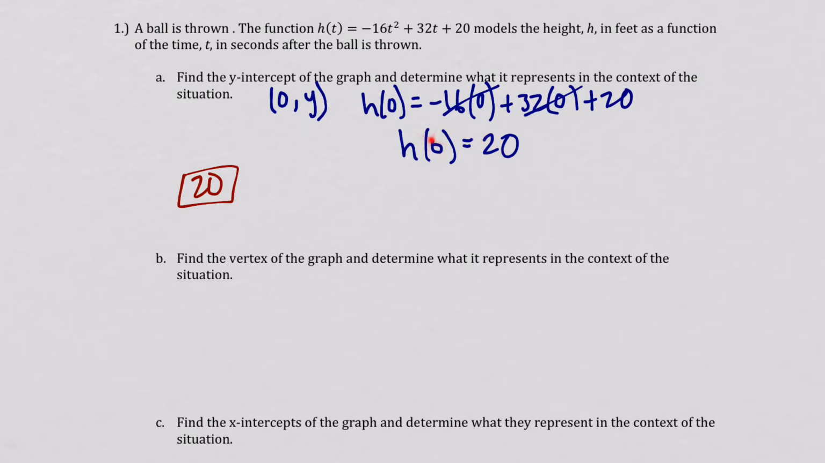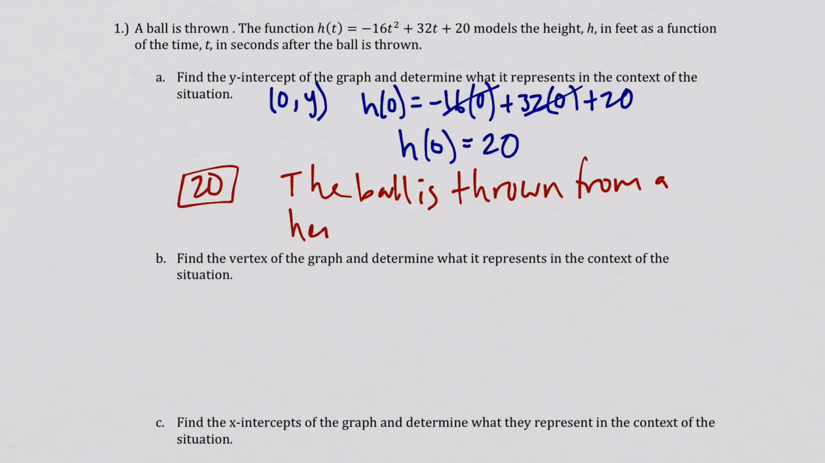It means that at the beginning, just as the ball is thrown at time equals 0, the height of the ball is 20. So in other words, we can say that the ball is thrown from a height of 20 feet. That is the initial height of the ball.